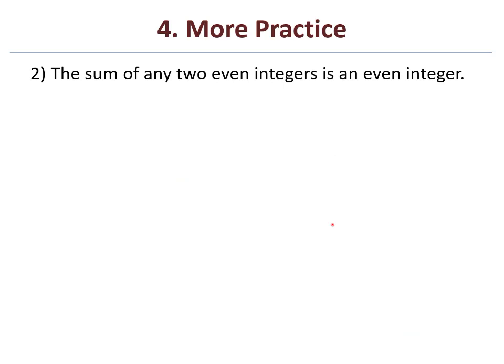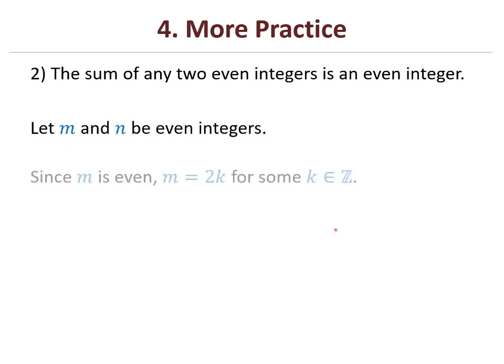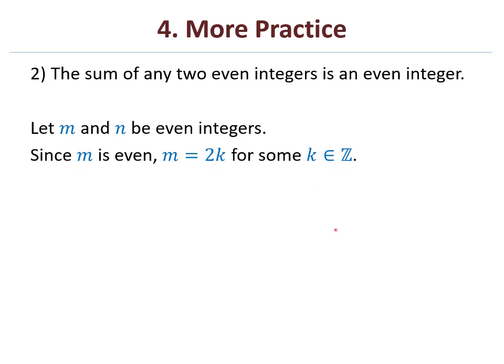The second proof. The sum of any two even integers is an even integer. Let m and n be even integers. Since m is even, m equals 2k for some integer k. Since n is even, n equals 2l for some integer l. Here's another rule: if you want to use the lowercase l as a variable, do not use a print l. Please use a cursive l.